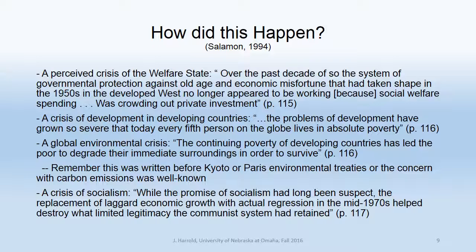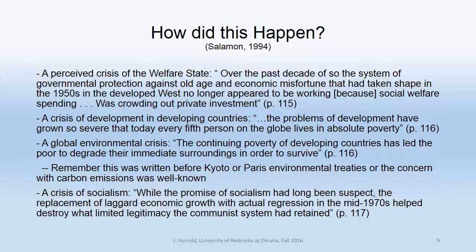And then he points to a global environmental crisis. He says the continuing poverty of developing countries has led the poor to degrade their immediate surroundings in order to survive, which is true. And this was written long before the Kyoto or Paris environmental treaties, or our very pronounced concern now with carbon emissions and with global climate change, where we see, I think, maturely, that the global environmental crisis has probably been contributed to by developing and developed countries.